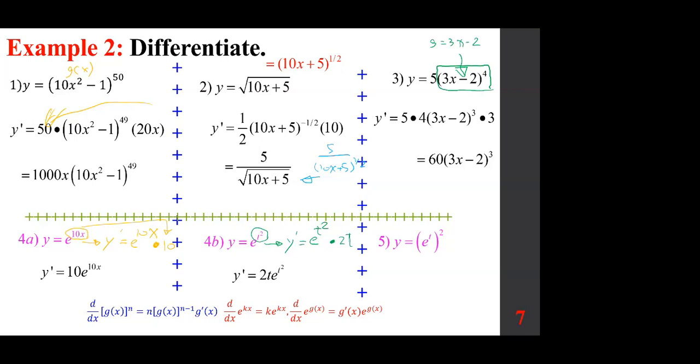For the next one, I'm going to rewrite it first. I'm going to rewrite it as e to the power of 2t. It makes it easier. So the answer is itself, e to the power of 2t times what number, everybody? 2. Because the derivative of 2t is 2 and we put it in front. So I hope you see it's really straightforward. It's very simple, everybody. Okay.